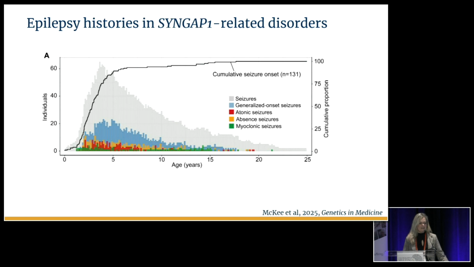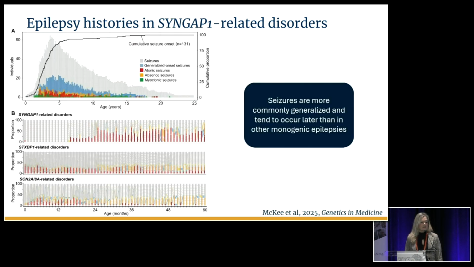So by combining these data sources, we can reconstruct epilepsy histories and determine the cumulative seizure onset and the predominant seizure types. We can also assign seizure severity scores in monthly time bins that can help facilitate comparisons to other genetic epilepsies, as I'm showing here. And from these analyses, we see that in SYNGAP, seizures are more commonly generalized and tend to occur later on than in other monogenic epilepsies.